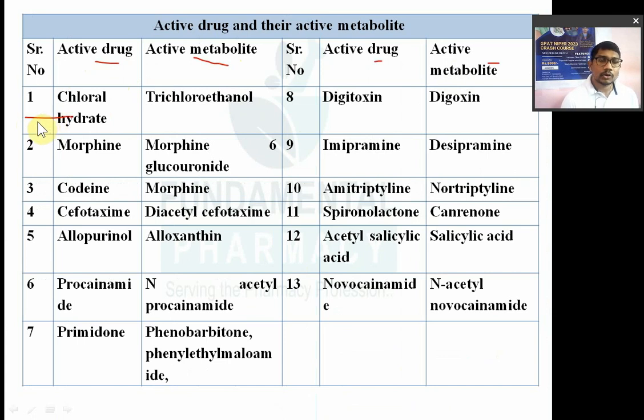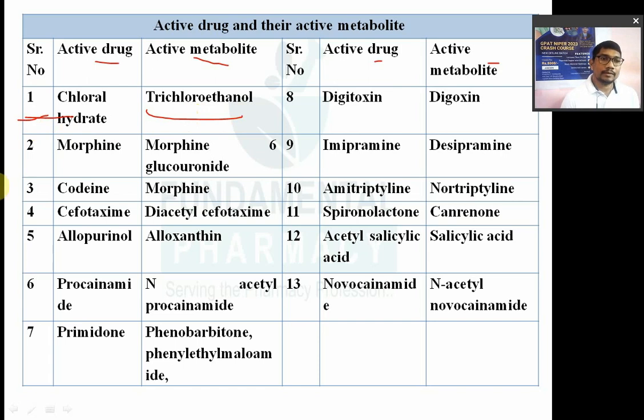Chloral hydrate is nothing but the sedative hypnotic. Chloral hydrate is an alcohol derivative known as a sedative. It is converted into one metabolite known as trichloroethanol. Now this was again a question in GPAT. Trichloroethanol is an active metabolite of chloral hydrate. It is a sedative hypnotic drug.